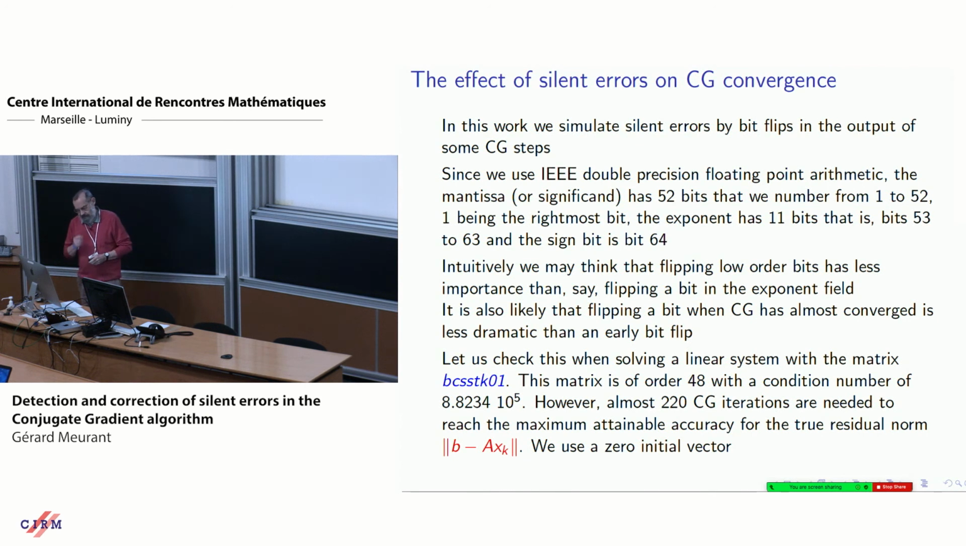Okay, so let's look at some experiments. We're going to check what happens when you're solving the system with the matrix BCSSTK01. It's a small matrix of order 48, with a condition number of almost 10 to the 6. But even if this matrix is of order 48, since we are not using a preconditioner, we have to do almost 200 CG iterations to reach the maximum attainable accuracy, that is the smallest value of the true residual norm. And I'm using a zero initial vector.